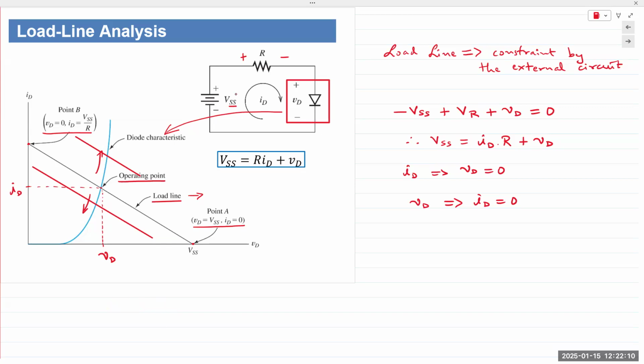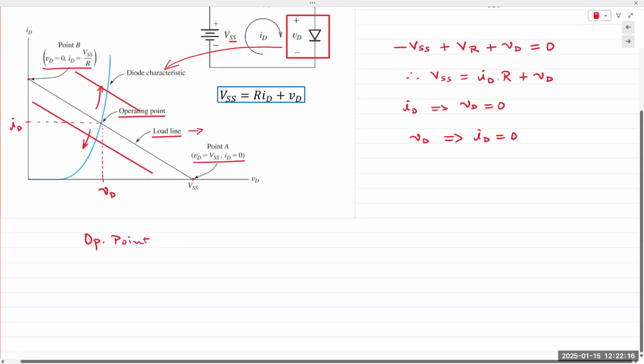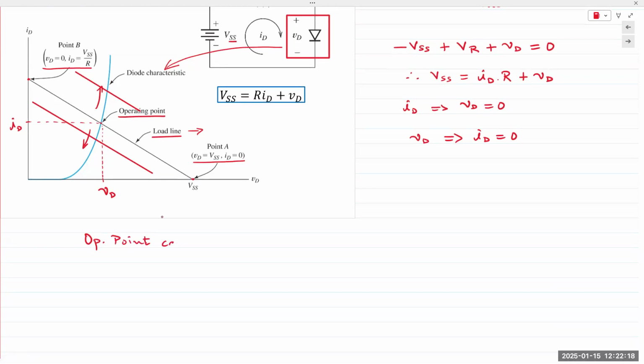Sorry, the operating point can move up or down the characteristic. Okay, up and down the characteristic.